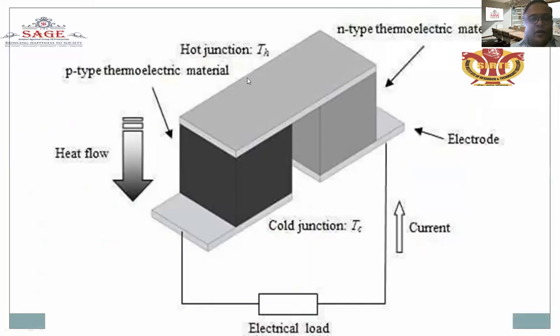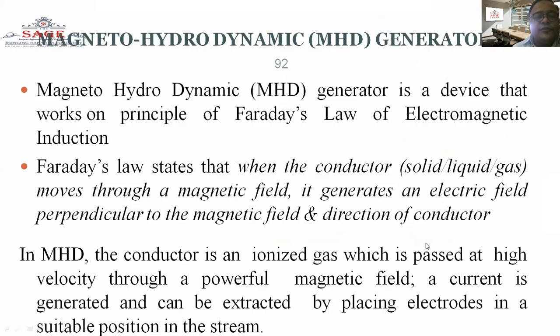This is the hot junction. This is the top hot side. N type thermoelectric material, P type thermoelectric material. Heat will flow from the top to the bottom side. The electrode is supplied from this direction. The cold junction is maintained at the bottom side. Current flows across the top and sides after the electromotive force is produced.